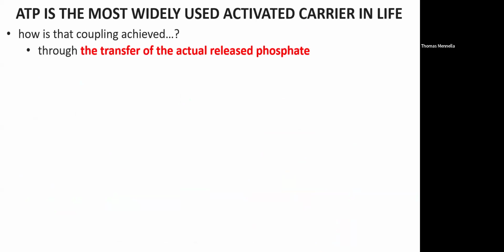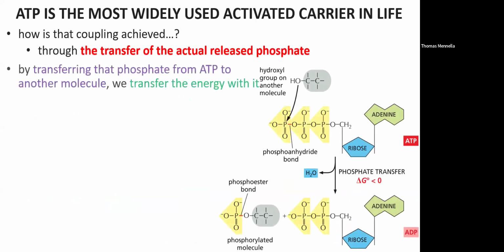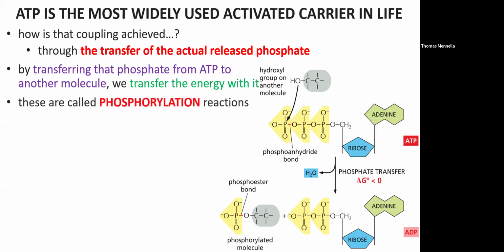And the short answer is the coupling is achieved by transferring the actual phosphate that's released when we break that third phosphate bond. So as we hydrolyze ATP into ADP and a phosphate, we take that third phosphate and we transfer it to something else. The product of the hydrolysis, which is the third phosphate, becomes a reactant in the subsequent reaction. So by transferring the phosphate from ATP to another molecule, we are quite literally transferring the potential energy with it. And we call these kinds of reactions phosphorylation reactions.